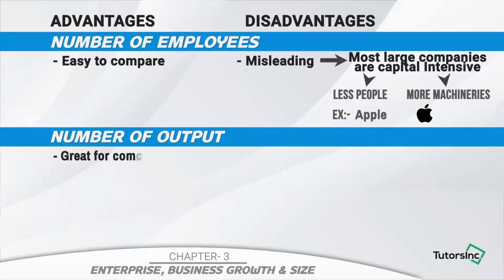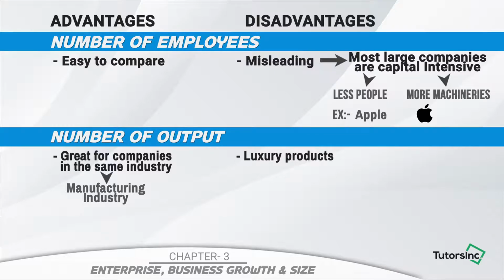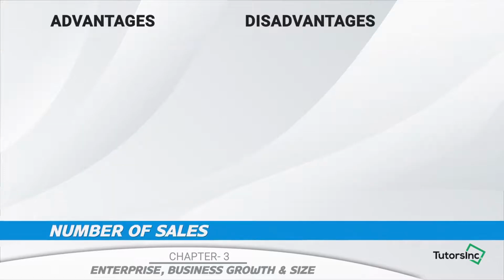It is a great way to compare businesses in the same industry, especially in the manufacturing industries. However, companies that produce luxury or high-end products may produce less but have a higher valued output, so this method is confusing as well. Then comes value of sales.